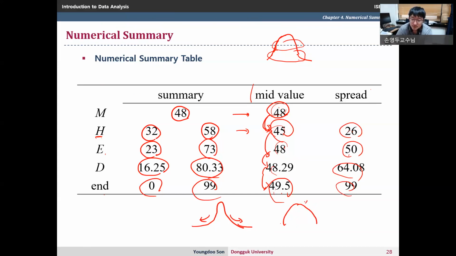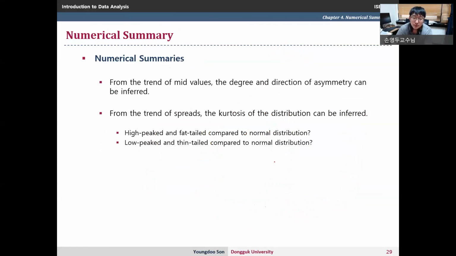It is the negative kurtosis, or the leptokurtic. Not leptokurtic, platykurtic. And this is the leptokurtic. Anyway, so it is the high-peaked and fat-tailed, and this is the lower-peaked and thin-tailed. Okay. So these high-peaked and fat-tailed shapes are usually defined compared to the normal distribution.